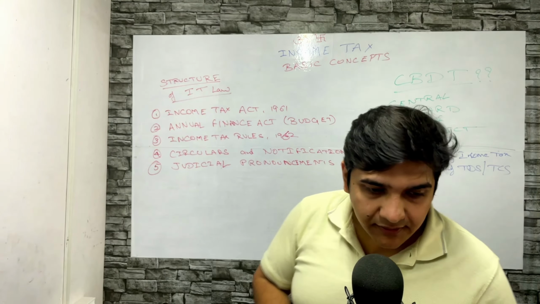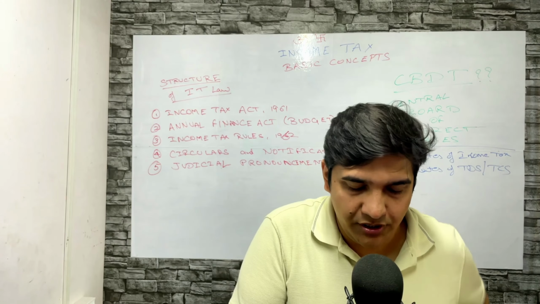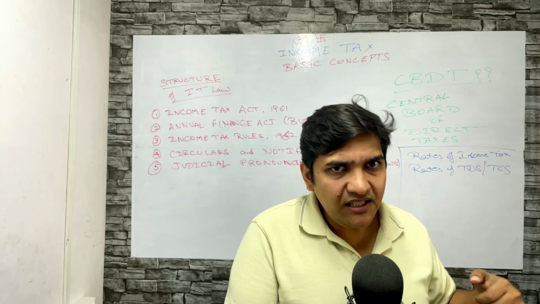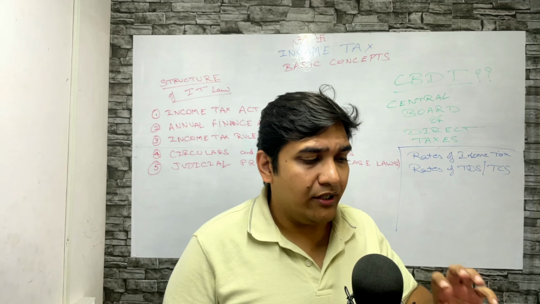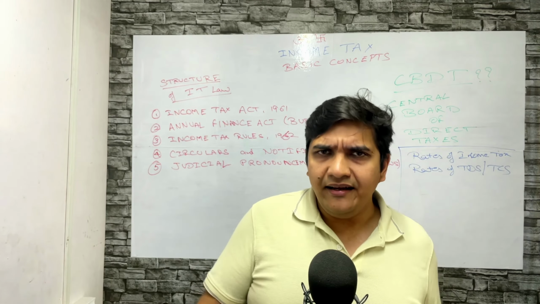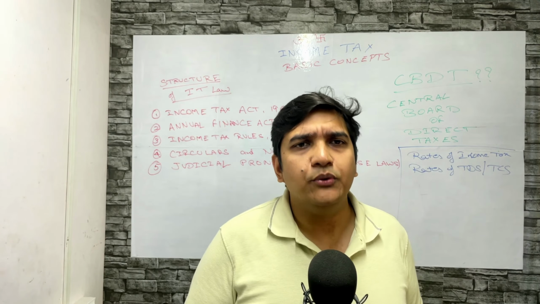There are certain things which are not permanent in nature. One is, let's say, your rates of income taxes. The other thing is your rates of TDS or TCS. These are some things which regularly keep on changing, ideally once a year, or once in 2 years or 3 years, right?